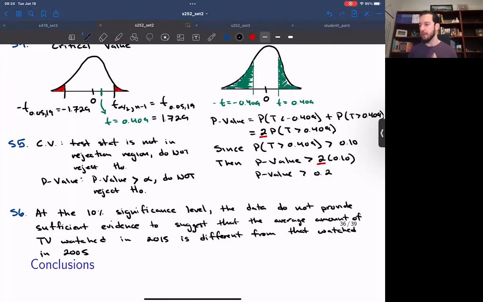Okay, so I'll just read this real quick and then I'll answer the question. At the 10% significance level, the data do not provide sufficient evidence to suggest that the average amount of TV watched in 2015 is different from that watched in 2005.